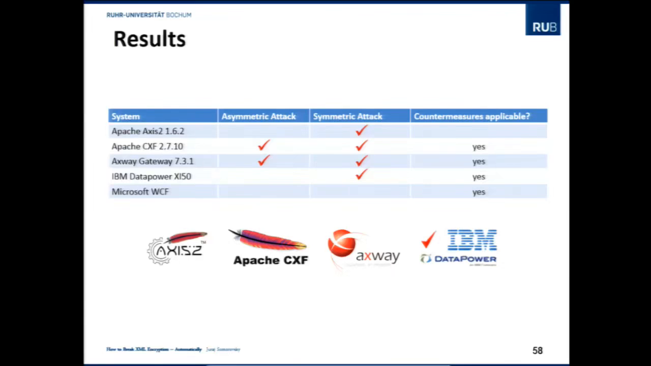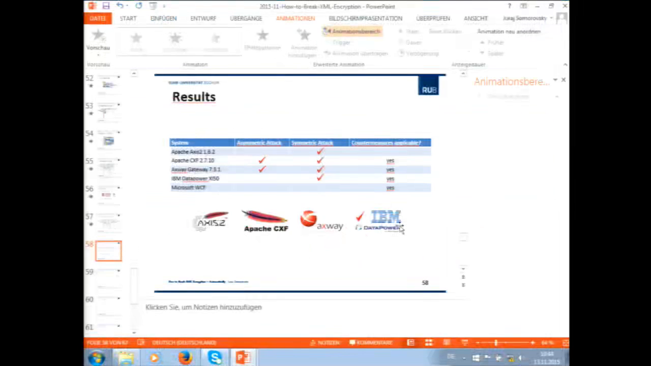So in the asymmetric attack, we could attack Apache CXF and XFAY Gateway, and in the symmetric attack, we could attack Apache Axis2, CXF, Gateway, and DataPower. The Windows or Microsoft framework was not vulnerable because they use good countermeasures. But in general, if you play with the countermeasures and with some configurations, you can also achieve good validation on XFAY, DataPower, or Apache CXF. Okay, so I will show you a demo of the tool.